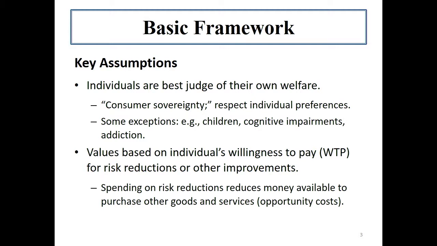There are two key assumptions that underlie how we estimate these values in conventional benefit cost analysis, and I emphasize the word conventional. There are lots of ideas out there about different ways of doing benefit cost analysis, but this is the core framework that we see implemented. The first is consumer sovereignty, the idea that individuals are the best judge of their own welfare. There are places where we make exceptions: children, people who are cognitively impaired.